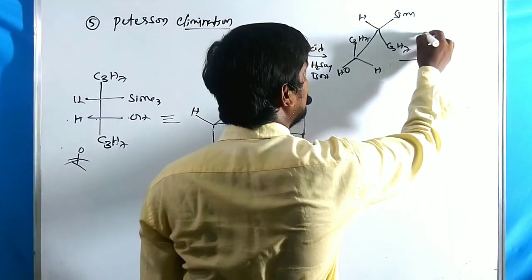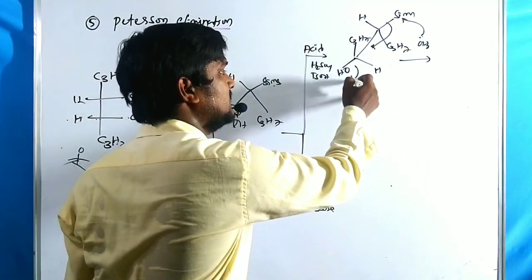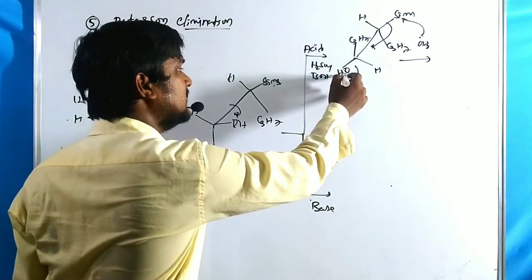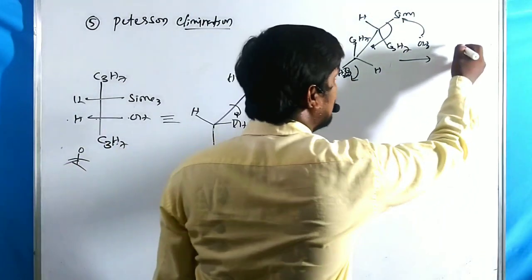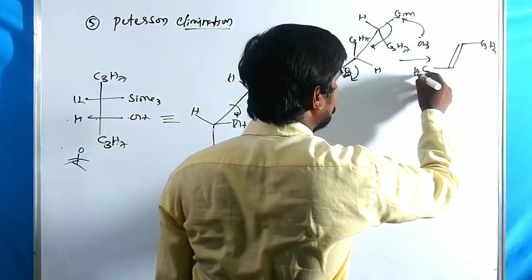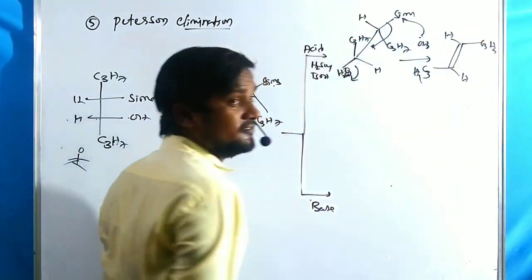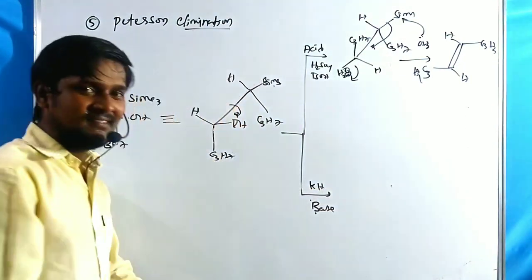The water molecule leaves here, so this bonded electron pair shifts to form the carbon-carbon bond. It is eliminated, forming an OH2+ molecule. Now we will get the olefin with C3H7. So this is the trans olefin. Now in the case of basic medium, it requires syn-periplanar geometry.